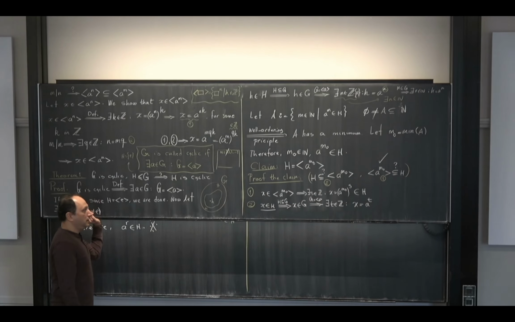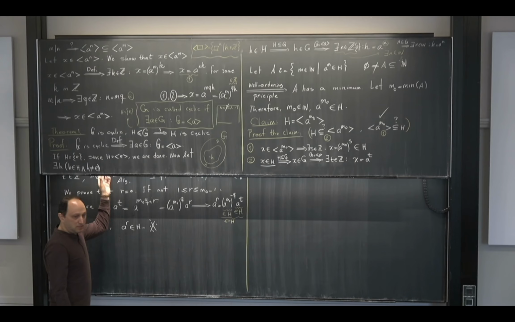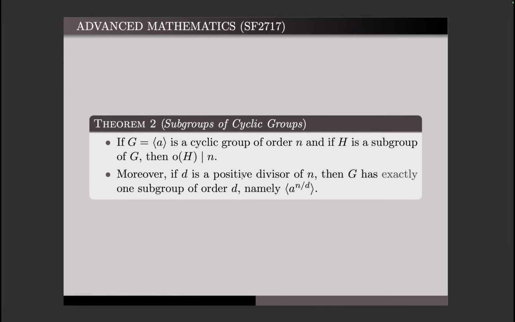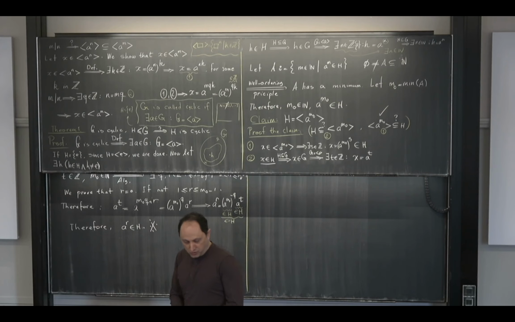Okay, so now let us see what we can do for the next one. It might be you have a little bit more experience now. Theorem 2, if G is a cyclic group of order n, can you see it here? And if H is a subgroup of G, then the order of H divides n. Okay? So this we can do quickly, it's not hard.